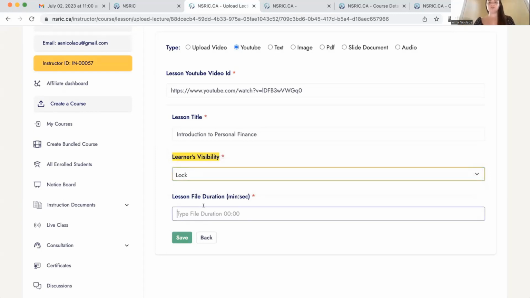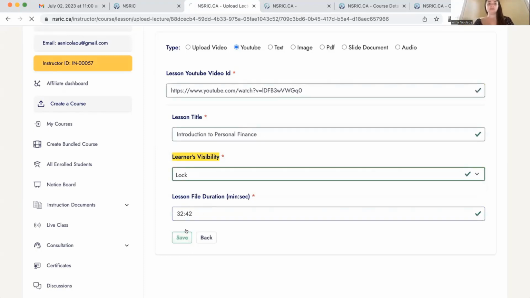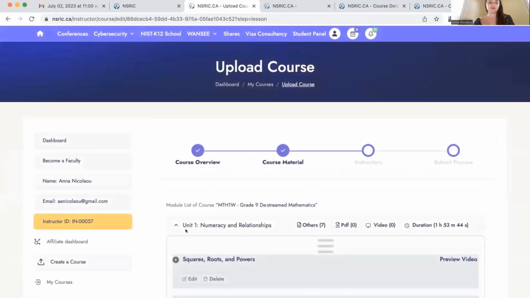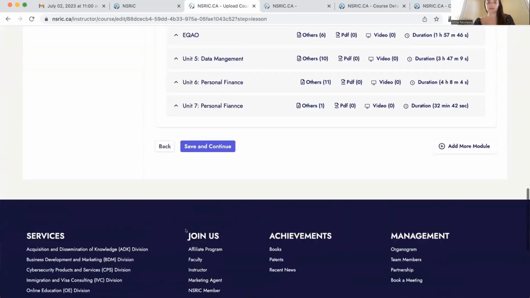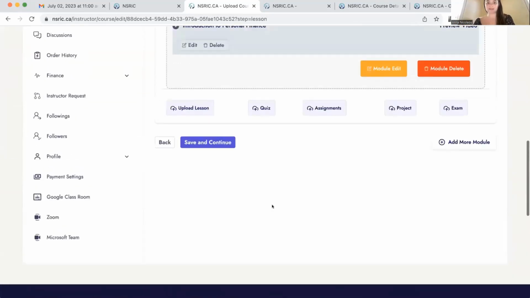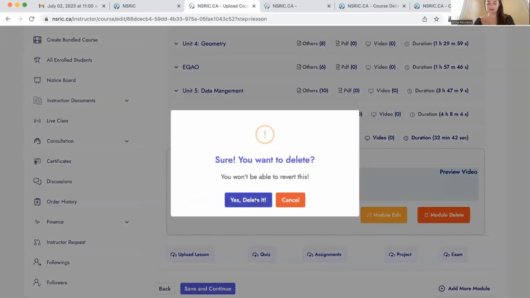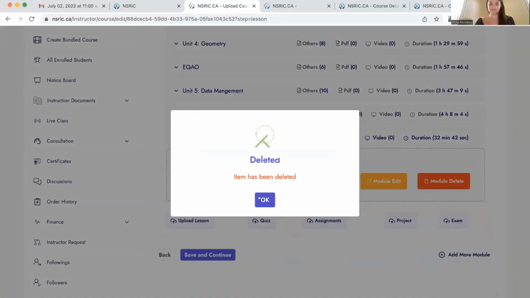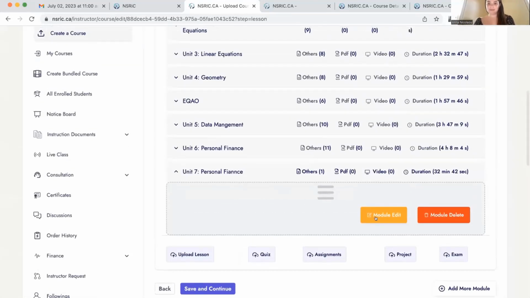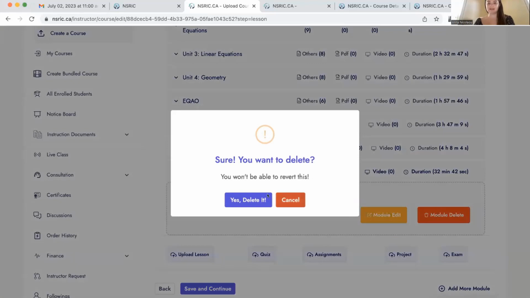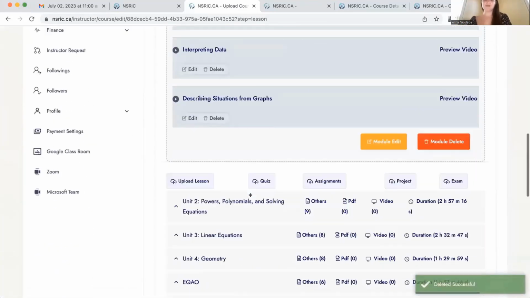And then you'll also put the video duration. So let's say this lecture is 32 minutes and 42 seconds. Then you'll hit save, and then it'll be good. Okay, so I'm going to delete this one because it's just one I did for demonstration purposes. Yes, delete it. Item has been deleted. And module delete. Let's delete this module because I actually don't want it.